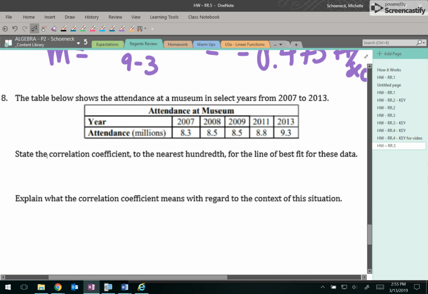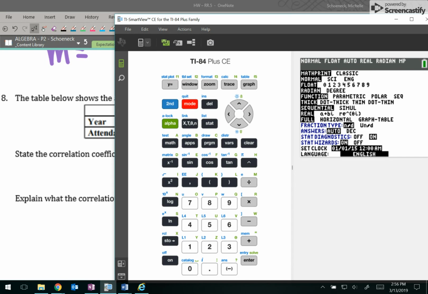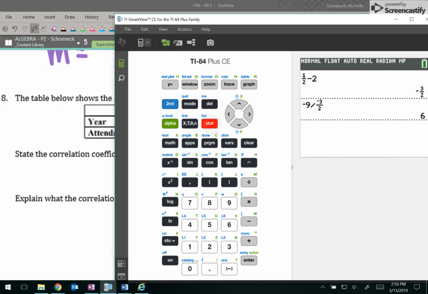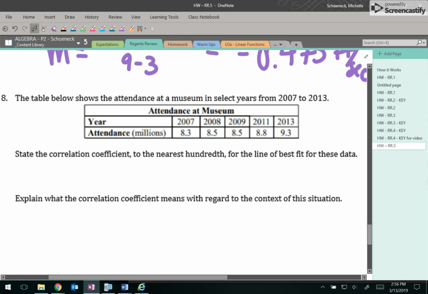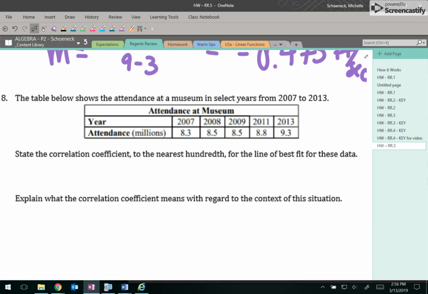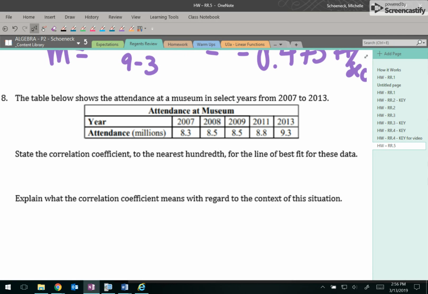All right, number 8 is to state the correlation coefficient to the nearest tenth. We need to make sure that in stat, or in mode, we have stat diagnostics turned on. We do, because we need the correlation coefficient. And then we're going to go into stat edit, and we're going to type these in. Take a second now and actually do that. I'm going to do this on my calculator on the side here. Be careful because it doesn't go exactly in order.